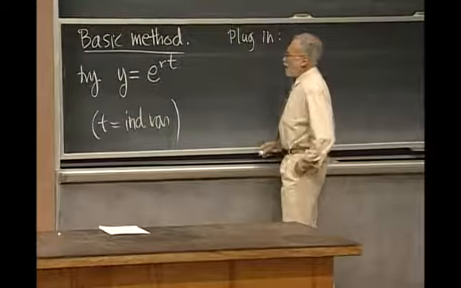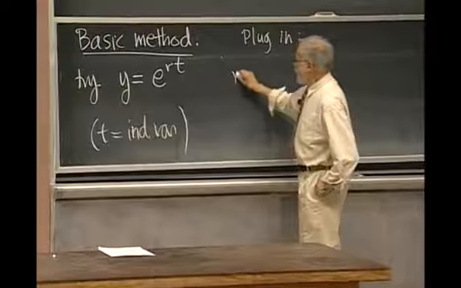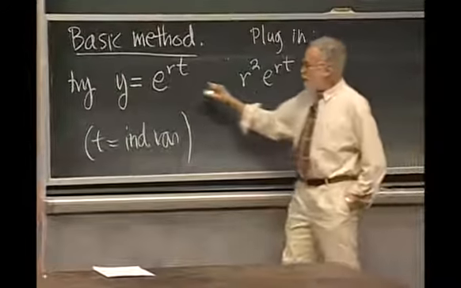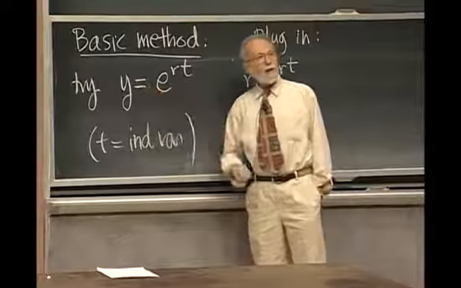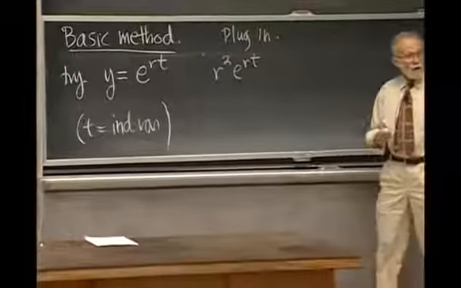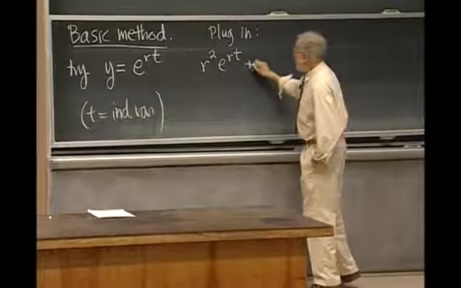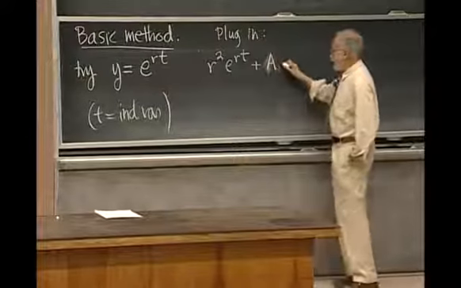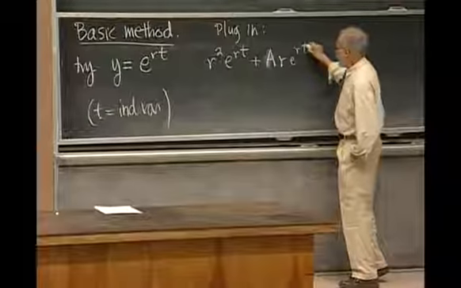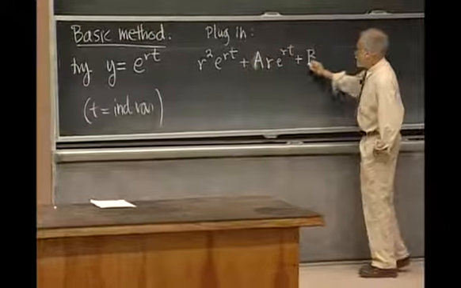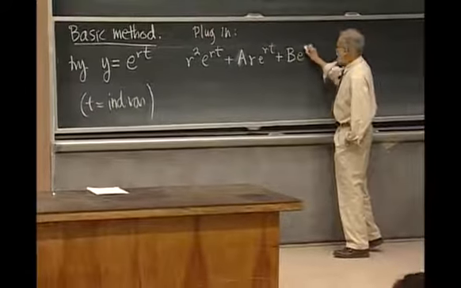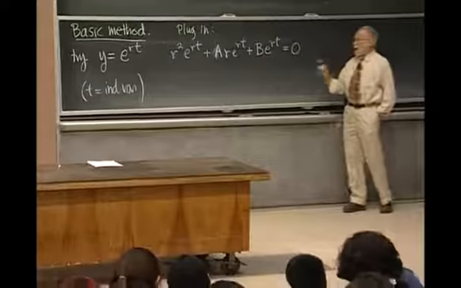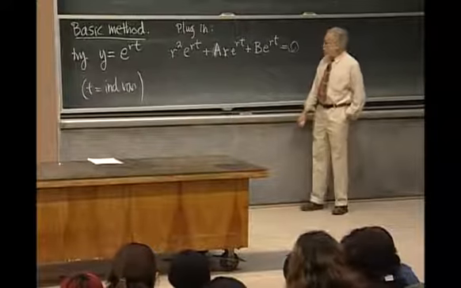So I'll substitute in, in other words. And what do we get? Well, for y double prime, I get r squared e to the rt. That's y double prime, because each time you differentiate it, you put an extra power of r out in front, but otherwise do nothing. The next term will be, sorry, I forgot the constant, capital A times r e to the rt. And then there's the last term, b times y itself, which is b e to the rt. And that's supposed to be equal to 0. So I have to choose r so that this becomes equal to 0.